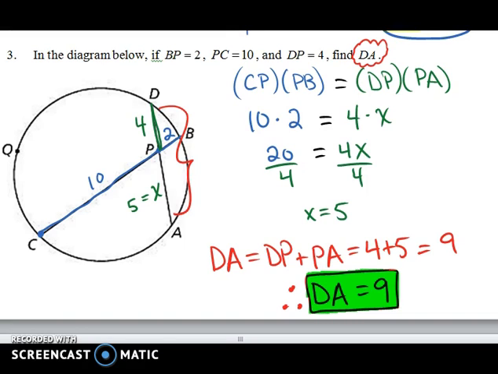Okay, so by now you should have tried number 3, and you can take a look at my work. After setting up the power of a point equation, you should have gotten that x was 5. But remember, x only represents the distance from P to A, and the question asked you to find the length of segment DA. So DA is the entire chord. So once you found PA, which should have been 5, you should have added that to DP, which was 4, giving you a total length of segment DA equal to 9. This concludes the video on power of a point.